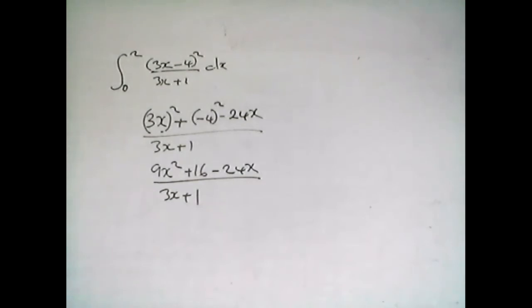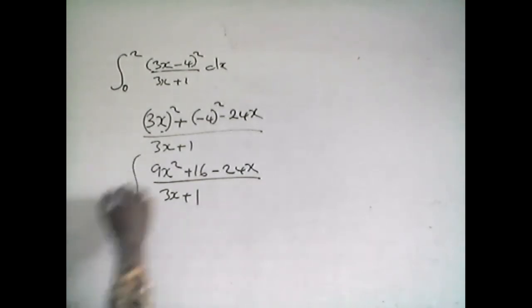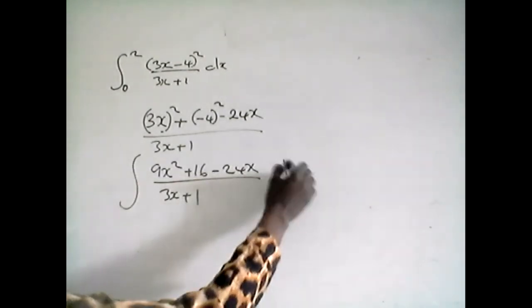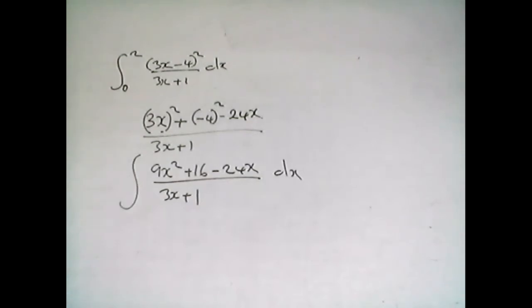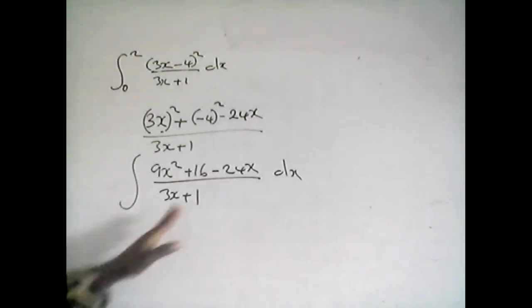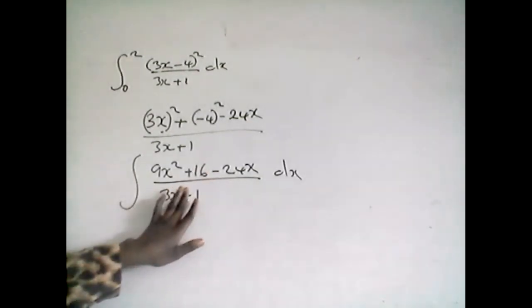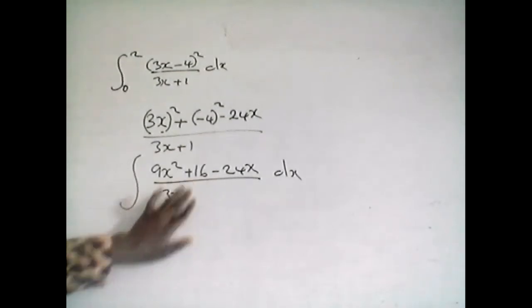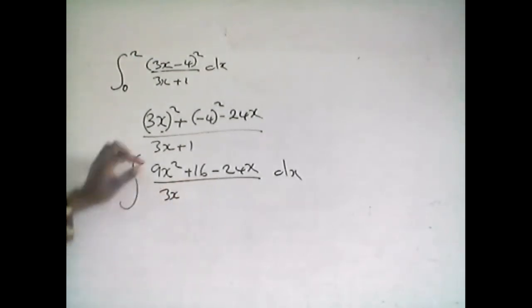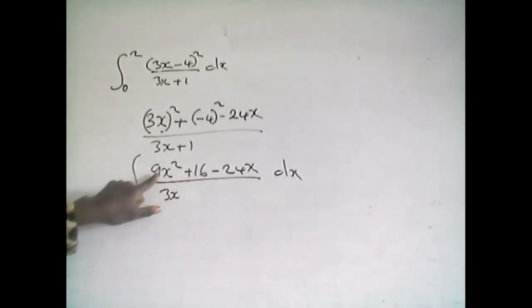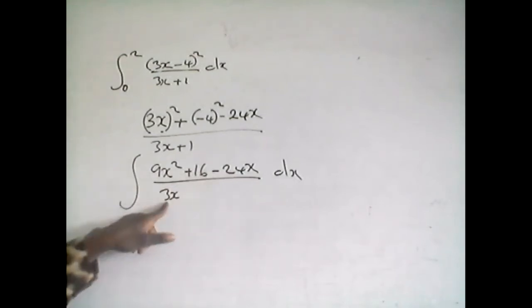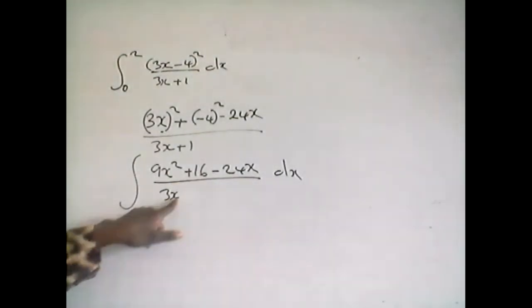So now when you have this here, you have to know the difference. For example, if there was no plus 1 here, we would have just divided these terms by this denominator. I would have said 9x squared over this, 16 over this.